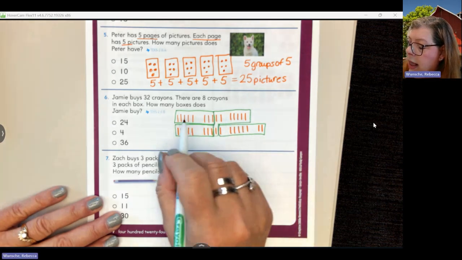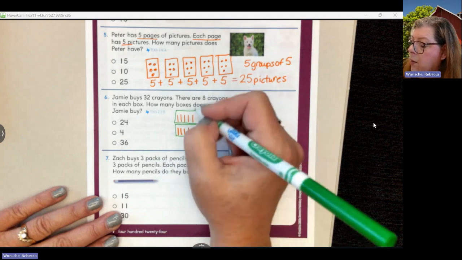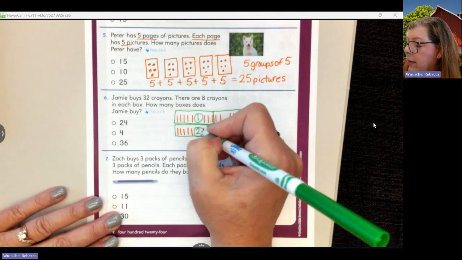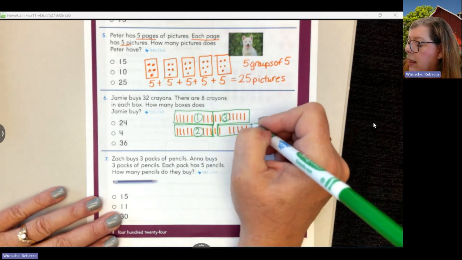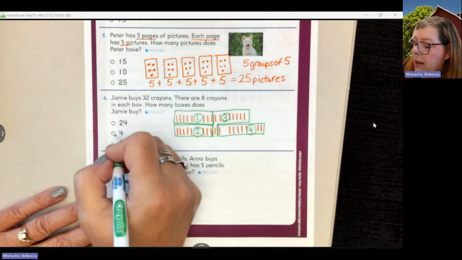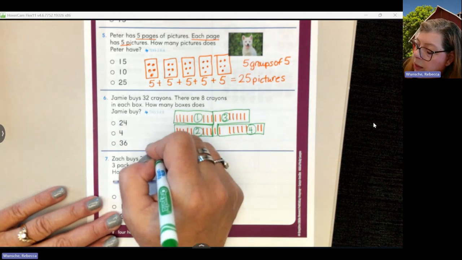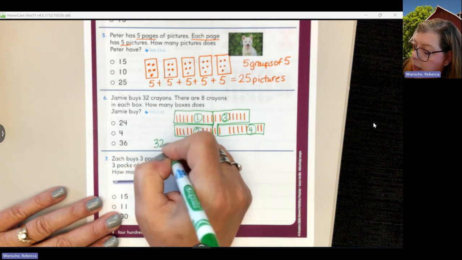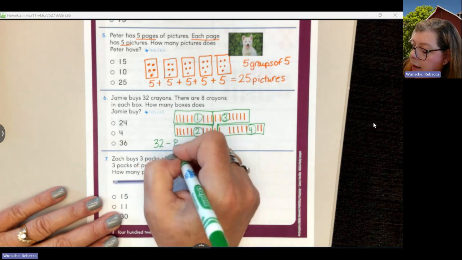So the question is, how many boxes does Jamie buy? Well, this is 1 box, this is 2 boxes, this is 3 boxes, and then this one is the 4th box. So how many boxes did he buy? 4 boxes.